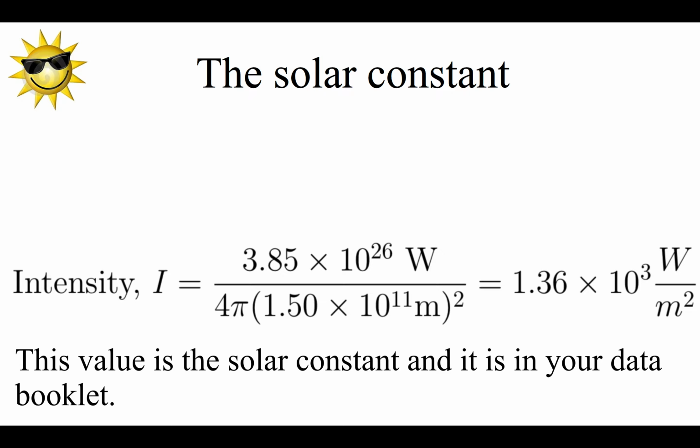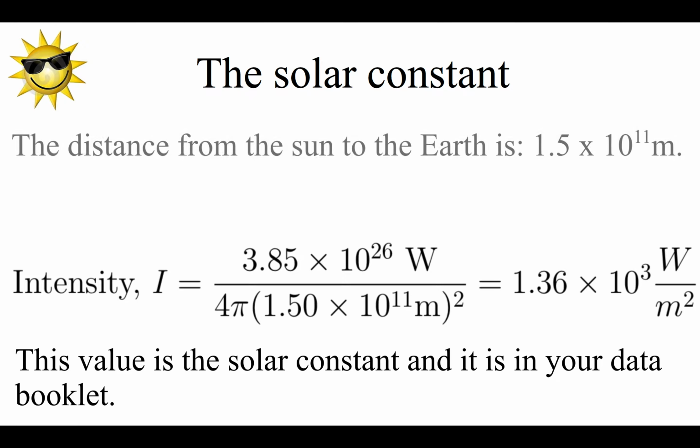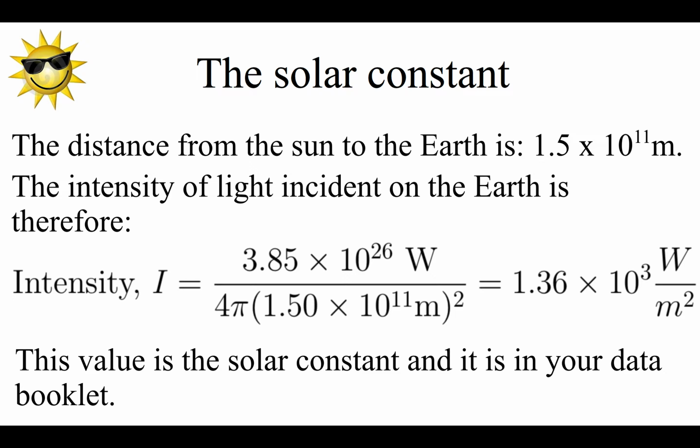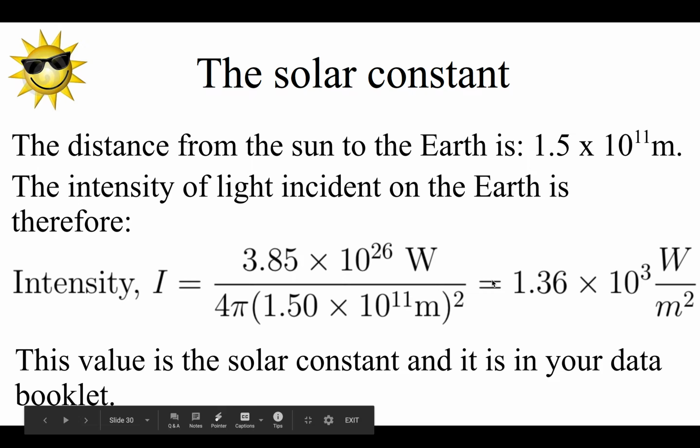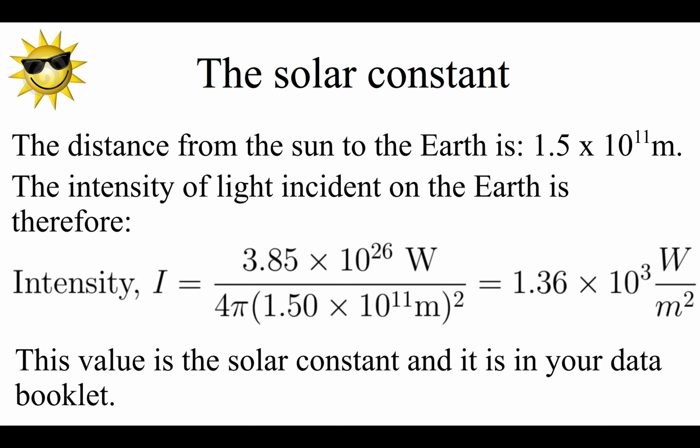Okay. We then find the distance to planet Earth, and we note that it is 1.5 times 10 to the 11 meters. And we can plug that value into our equation. And what we will find then is that the intensity of light incident on planet Earth is 1.36 times 10 to the 3 watts per meter squared. This value is our solar constant, and that is in your data booklet. Also, I need to work on this slide's animation a little bit.